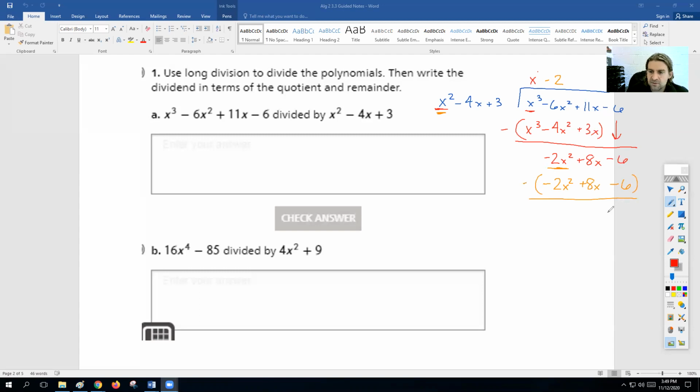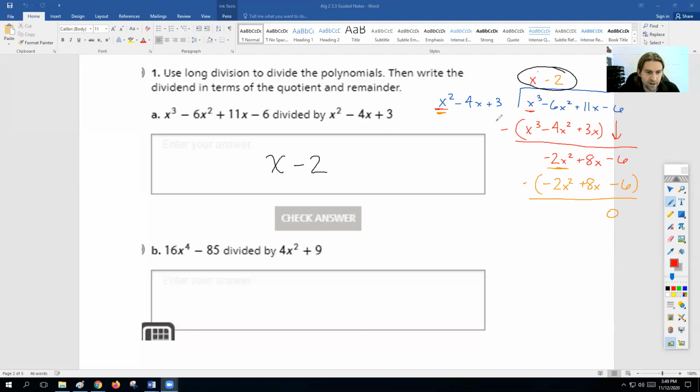You guys can see when we subtract them, it's 0. So the expression here, x cubed minus 6x squared plus 11x minus 6 divided by x squared minus 4x plus 3, is what's on top? x minus 2.